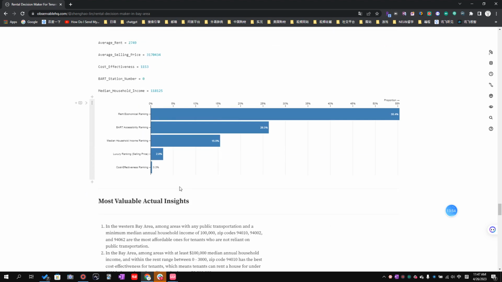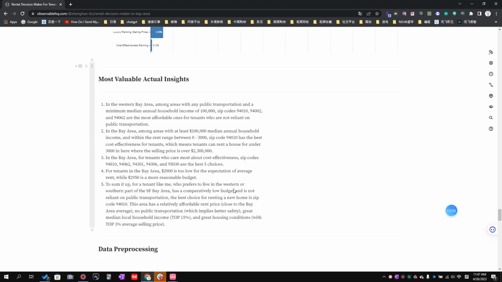So after I used all these 5 visualizations, I can draw this conclusion from the 5 visualizations that 94010 is the best choice for my situation. And for different users, they can set the filter differently to make their own best decision. And that's pretty much of it. And thank you for watching.